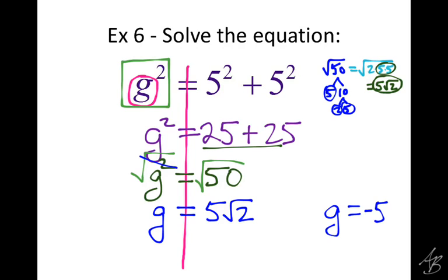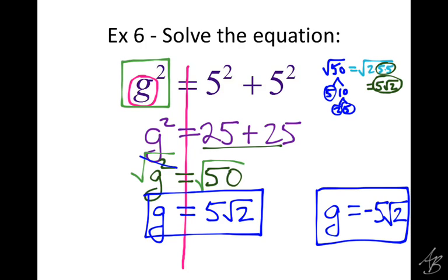Yes. Whenever we take a square root, we get the positive answer, but we could also get the negative answer. So g equals 5 square root of 2, or g equals negative 5 square root of 2. And those are both possible answers for g. If we put either one of those in for g in the original equation, this equation is going to work.